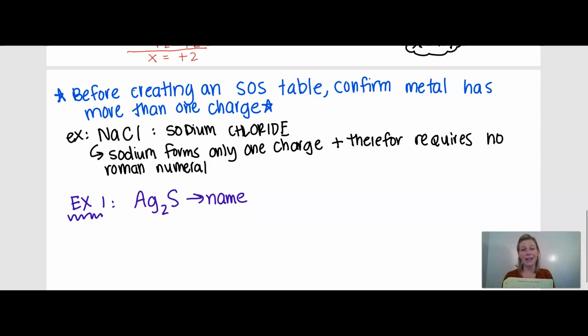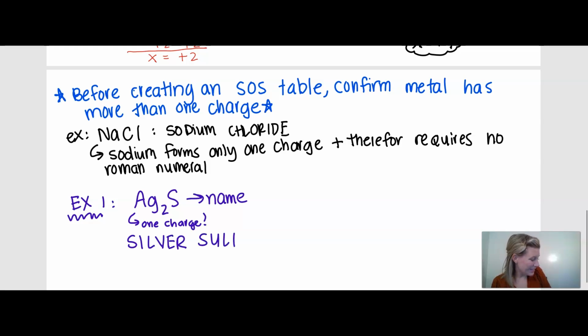Here's where we're going to use our check. First thing we do, check. Does silver have more than one charge? If we look silver up, it doesn't. It only forms one charge. So that actually makes this very easy to name. So again, only one charge. And so its name is just silver sulfide.